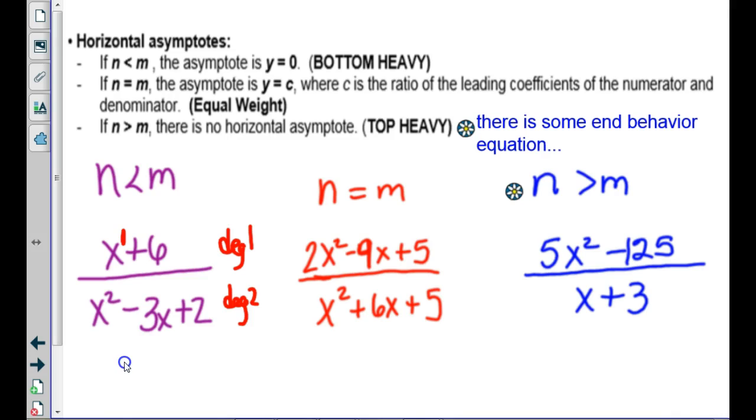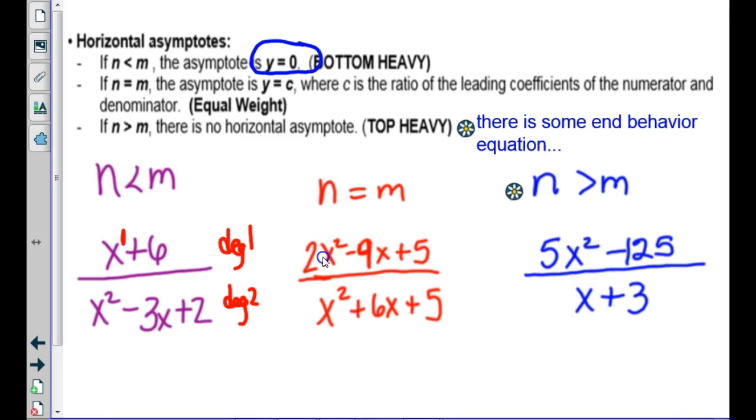If I have 1 over 100, what do I get? It's a really little number, right? Does that make any sense? If the bottom is a lot bigger than the top, it's going to approach 0. So the asymptote for bottom heavy is just y equals 0.